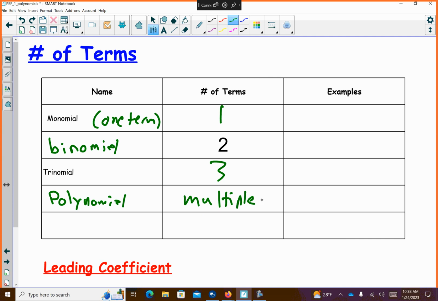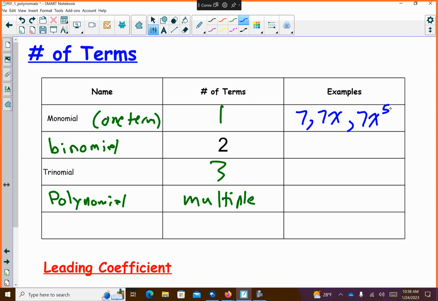An example of a monomial could be 7, which is a constant. We could have 7x. We could have 7x to the 5th power. Those are all examples of monomials. You don't have to have a base number of 7, I'm just trying to give you an example. We have only one term, and that one term could have a whole bunch of stuff attached to it, but there's only one term.